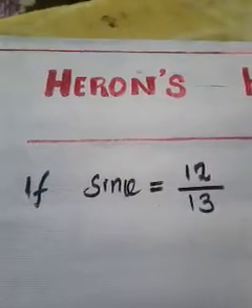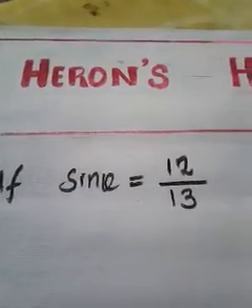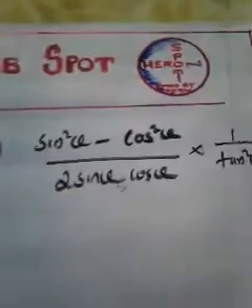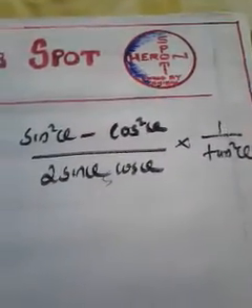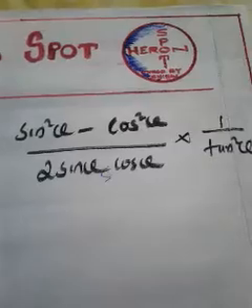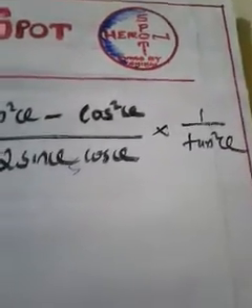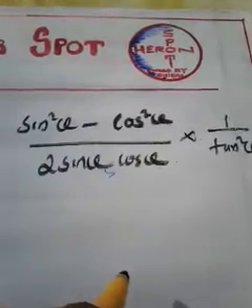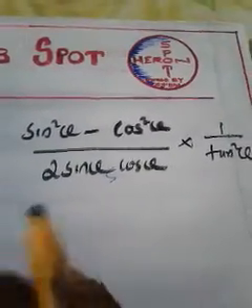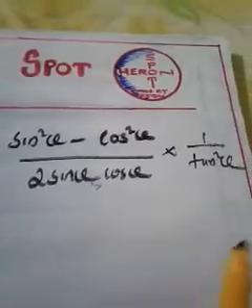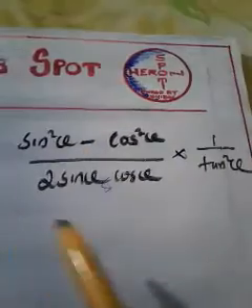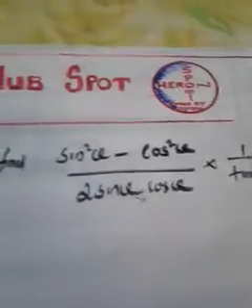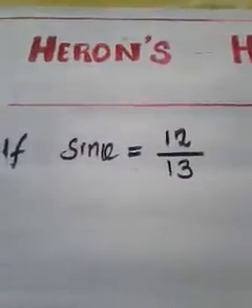Okay, now let us move to the next question. The next question is, if sine theta is equal to 12 by 13, we have to find out the value of sine square theta minus cos square theta divided by 2 sine theta cos theta into 1 by tan square theta. So by seeing this question, don't get unconscious, because this question is very simple to solve. The question is a little bit big, but that doesn't mean the question is a difficult one. See how we can solve it.